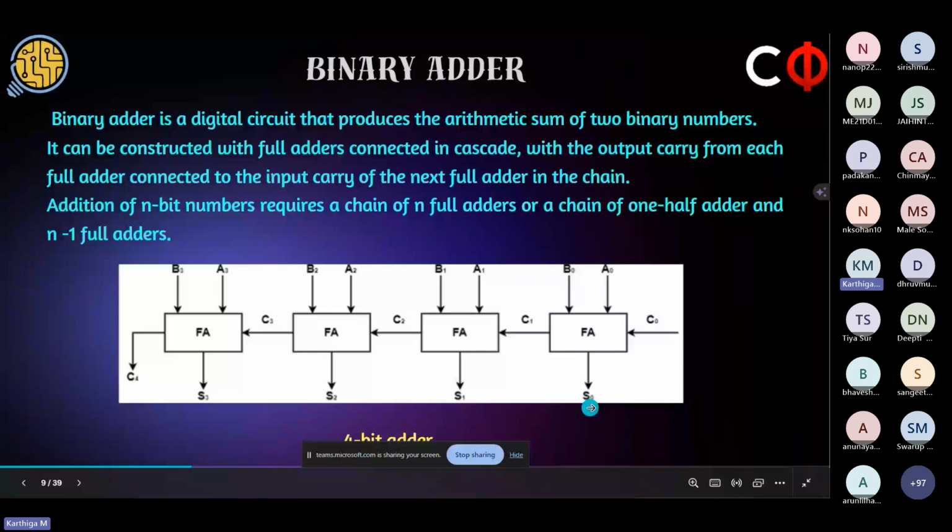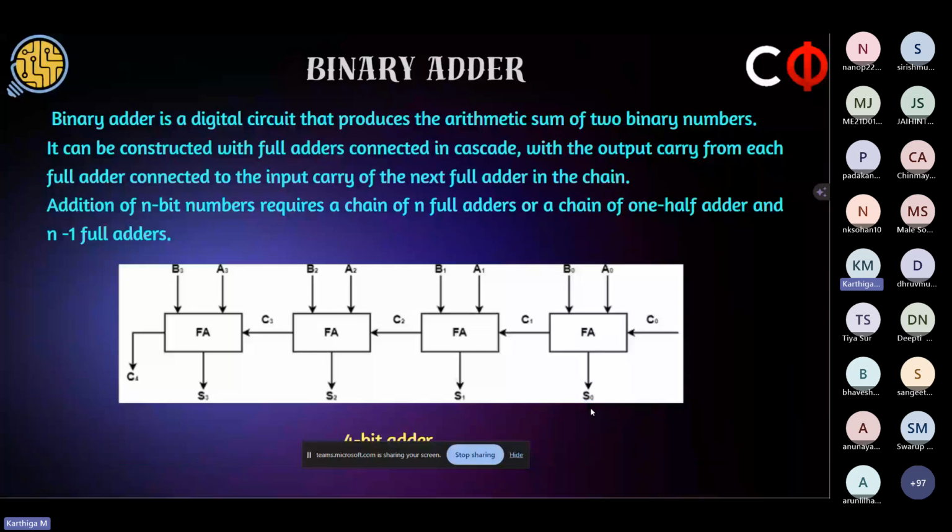So the sum S0 will be the first bit of our final sum. Now this carry C1, the carry from the first full adder, is taken as the input to the next full adder. And the next full adder takes inputs as the second bits of the two binary numbers that we are going to add, A1 and B1. And it also takes the third bit as the input, the carry from the previous full adder. So that is why this is called the input carry. So the output carry from one full adder is taken as the input carry for the next connected full adder.